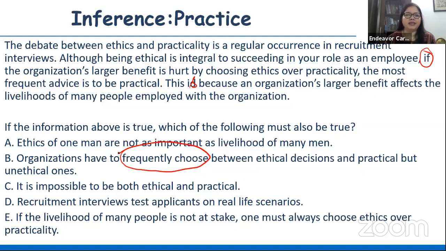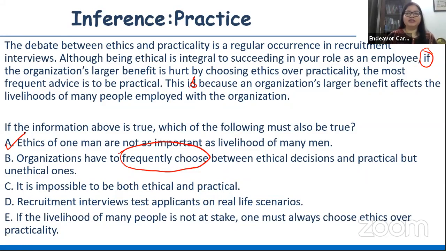So what do you compromise if you are caught in one such situation? You compromise your ethics and you choose practicality because the livelihood of many people is important. So A is our answer. Look at that which is implied, that which is suggested by this entire paragraph. That's what we're taking here.